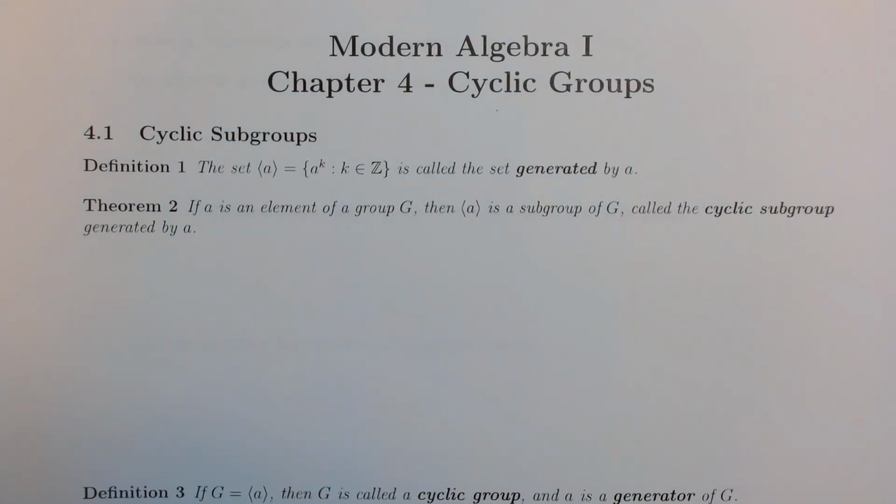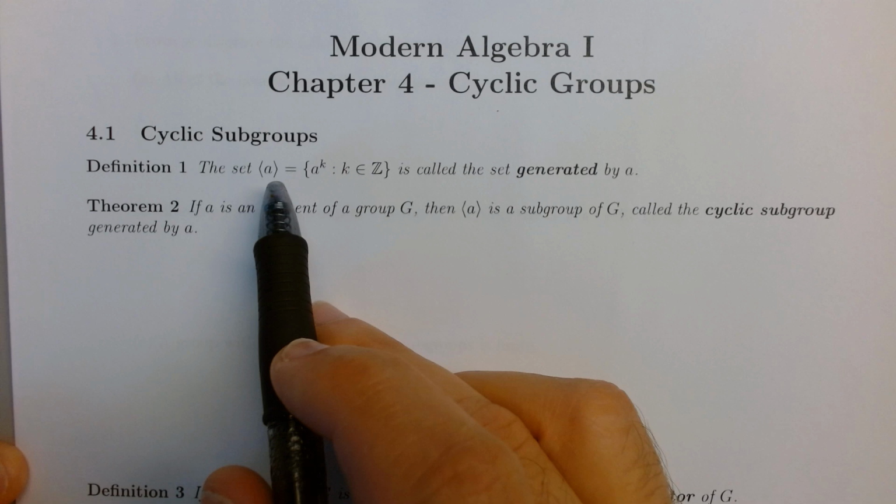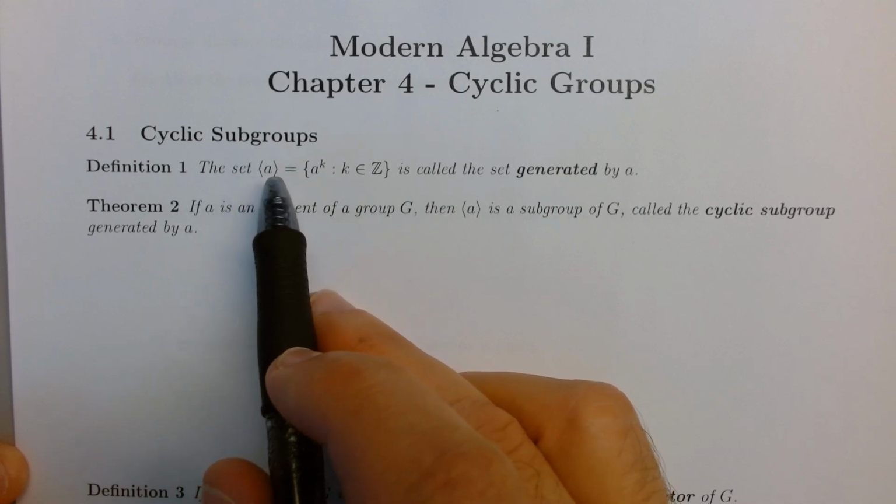In this video, we're going to start chapter 4 on cyclic subgroups, or cyclic groups in general, but we'll first define what a cyclic subgroup is. So we'll cover section 4.1. We use this notation with angled brackets to say that we're looking at a set generated by that element.